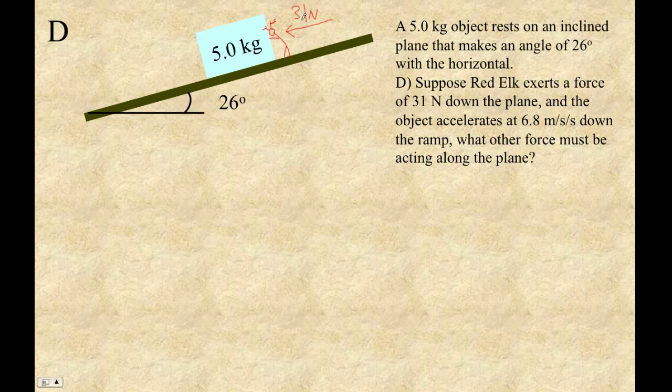Well, that's not the only force, right? There's some other force, a mystery force, so we'll just draw that in here. I'm drawing it either way because we don't know which way it's going to be. We always have the parallel force, 21.502, acting down the plane.